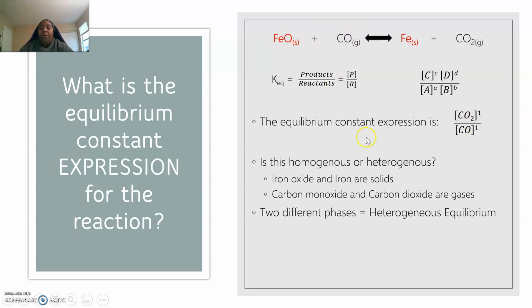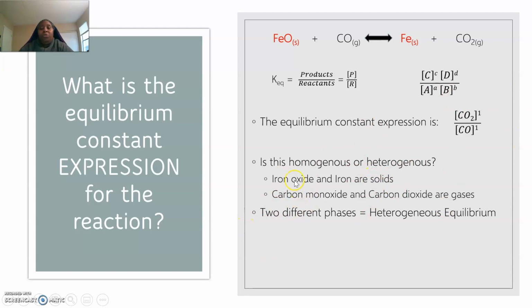So question, is it homogeneous or heterogeneous? If you take a look at the states, iron oxide and iron are both solids. Carbon monoxide and carbon dioxide are both gases. Because we have different phases in our equation, that means it is a heterogeneous equilibrium. So hopefully that homogeneous, heterogeneous equilibrium makes sense now. Let's go through an actual problem.